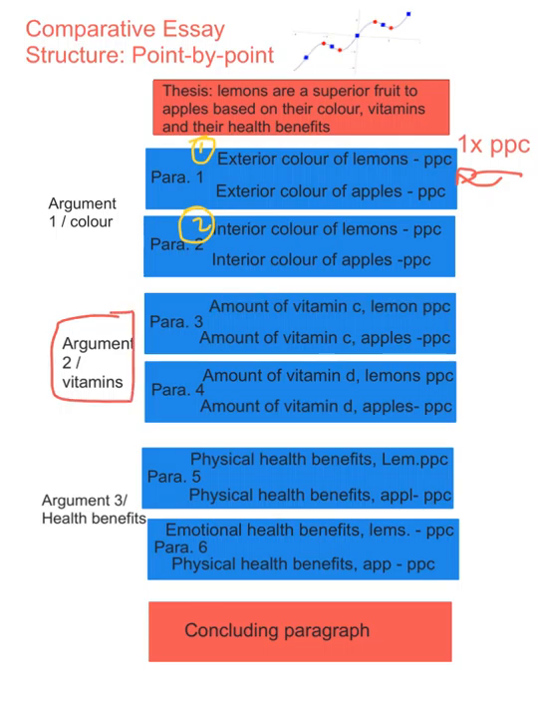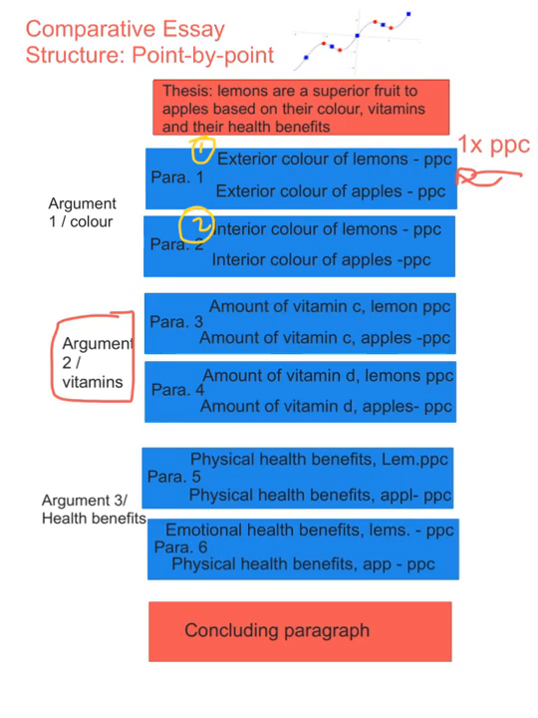In argument 2, I'm talking about vitamin C in lemons versus vitamin C in apples, and vitamin D in lemons versus vitamin D in apples, because my second argument is vitamins. Sorry, so I have my sub-arguments vitamin C and vitamin D. If you go on to argument 3, which is the health benefits, I have point 1, the physical health benefits of lemons versus the physical health benefits of apples, and point 2, the emotional health benefits of lemons versus the emotional health benefits of apples. And that would bring us to the end of our comparative structure, which is the point-by-point comparative structure.